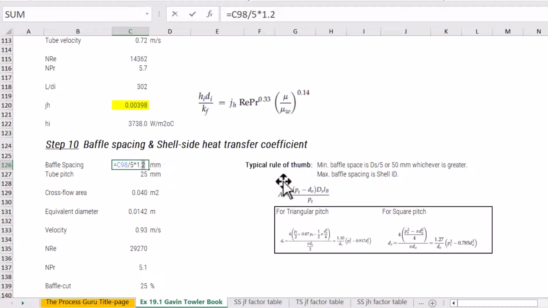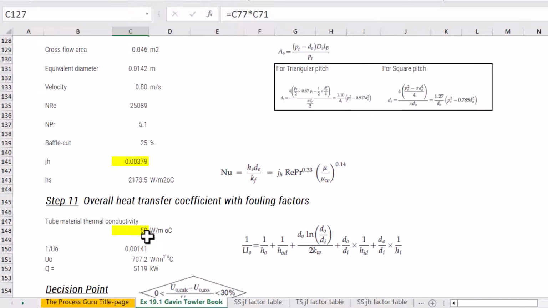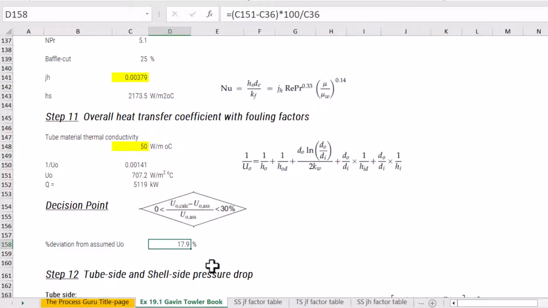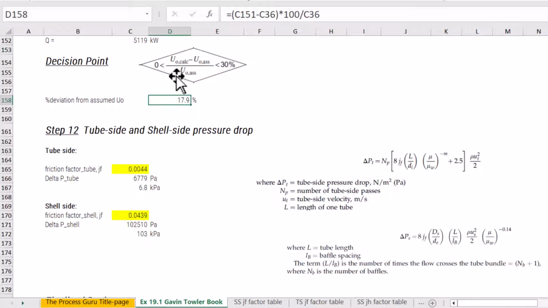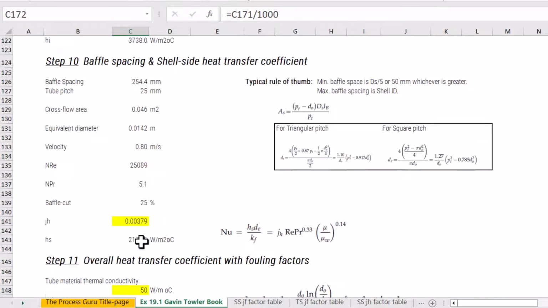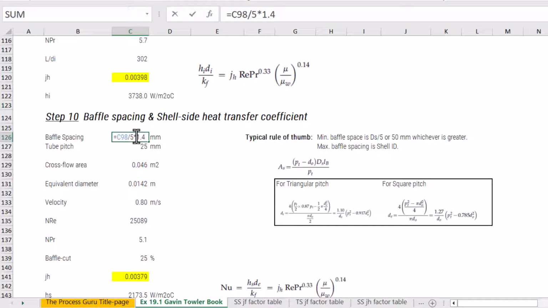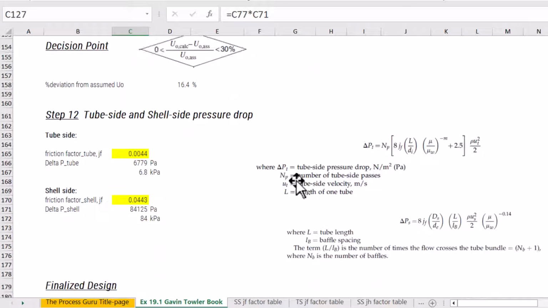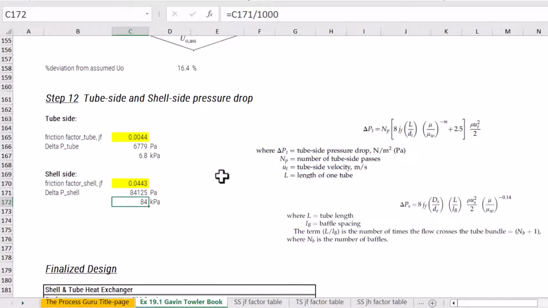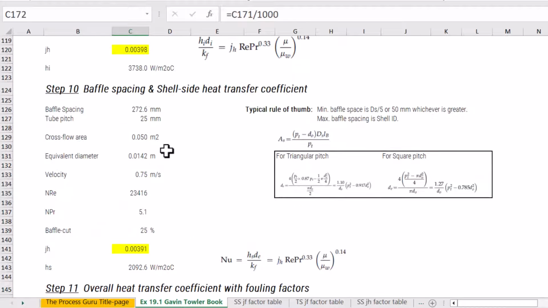Instead of 1.2, let me take 1.4 times the minimum baffle spacing. So here we still have some over design, we still have some room, and it is 103. Okay, that's good, but we still need to reduce it more. And here, 84 kilopascal. We are at the border. Maybe I can, let me increase it to 290.